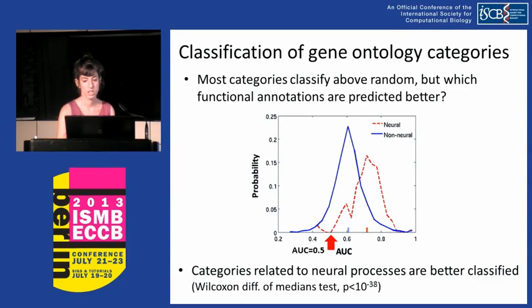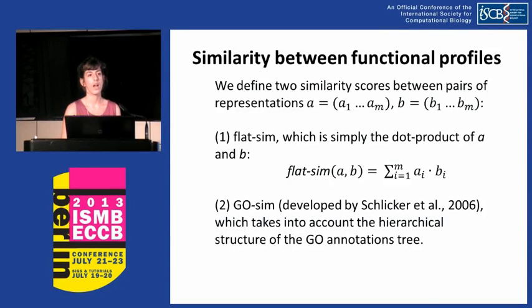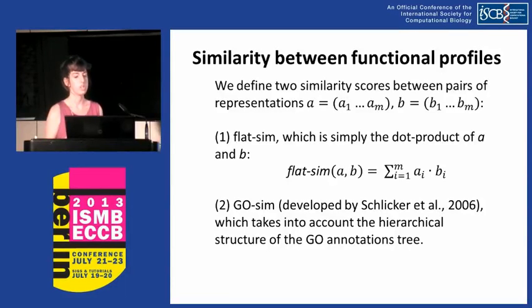So this makes sense. Now that we have our functional representations and we validated them, we believe them, we can very easily define similarity scores and check for similarities between the images. We defined two similarity scores. The first one is flat similarity, and this is simply the dot product of two functional representations. This measure is pretty intuitive because we're talking about probabilities, so it's basically the sum of the joint probabilities for the two images to belong to the same Go category.